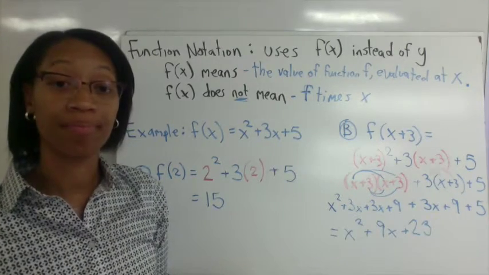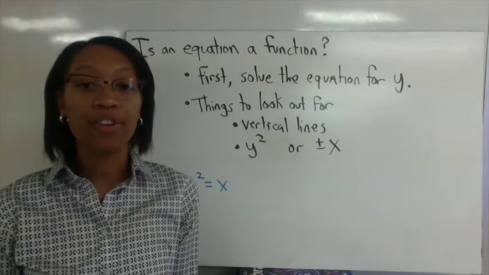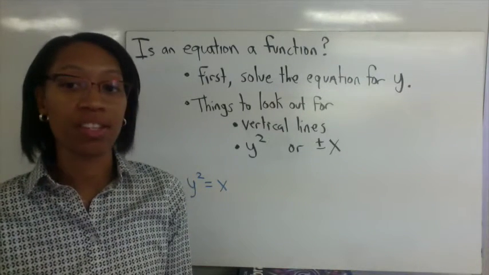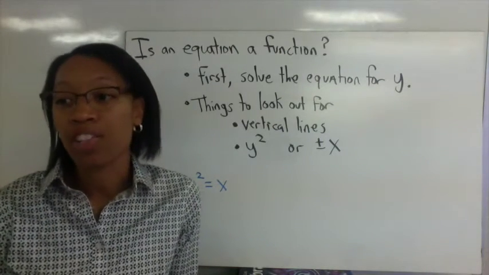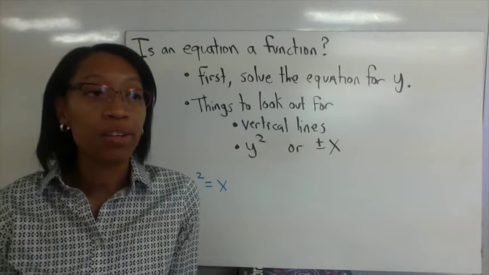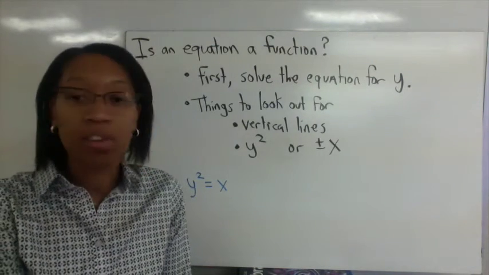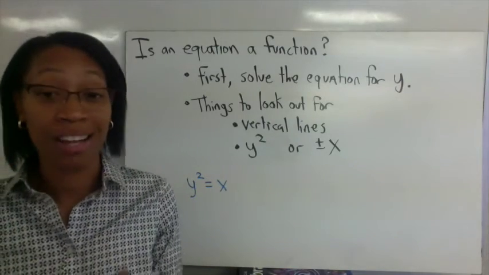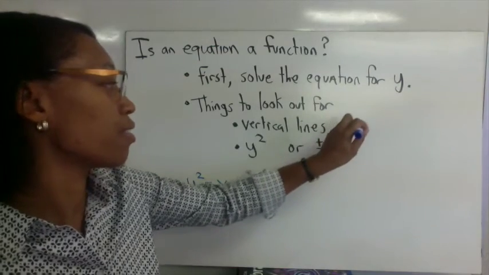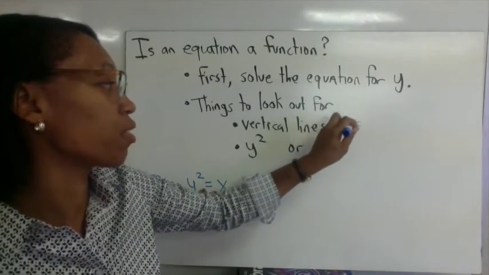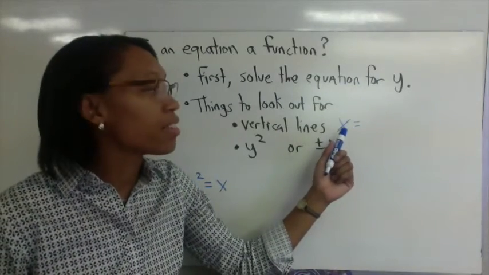Okay. How can you tell if an equation is a function? Well, first thing you have to do is take that equation and solve for y. Now, when you are looking at the equation, there's a couple of different things you're going to look out for that are clues to tell you things that are not going to make functions. One, vertical lines. Anything that has a vertical line is not a function. What do vertical lines look like? That would be if you just have x equals a number. Okay? So if you go to solve for y and there is no y, then it's not a function.